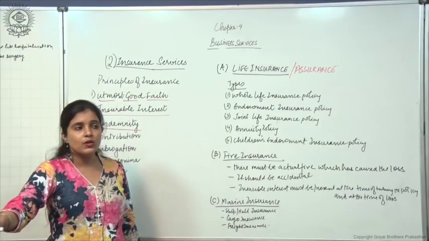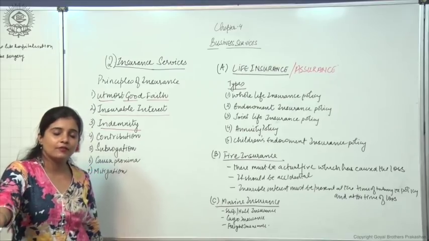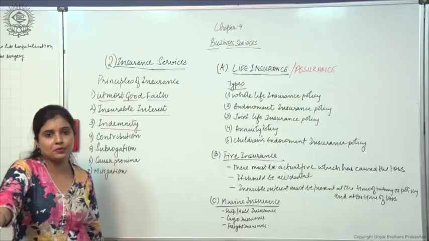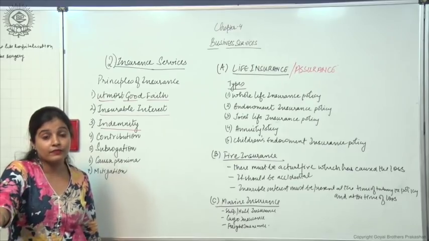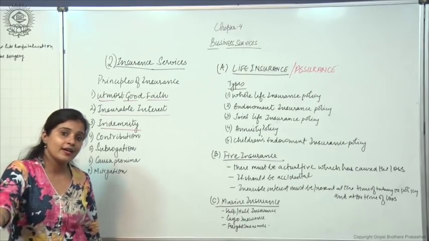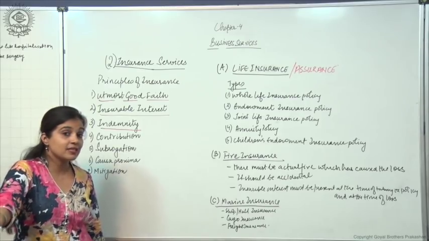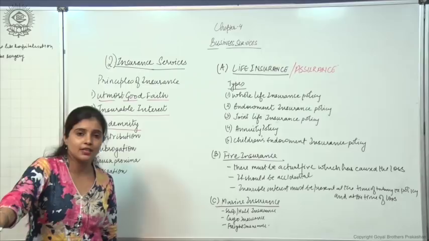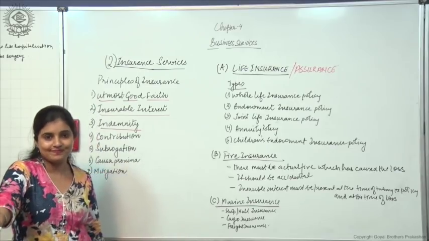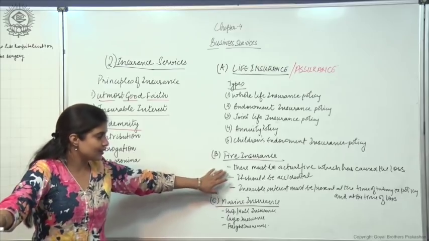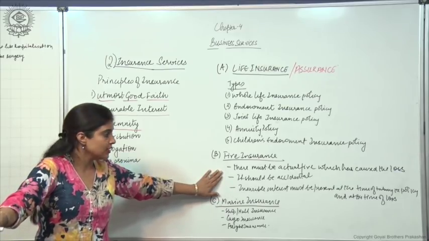I can't do this that I got fire insurance of about 50 lakhs for my factory and set fire to the factory myself so that I can earn 50 lakh rupees. No, that fire must be accidental. Okay, if the fire is caused by the negligence of one of your workers, even then you will not get the money. Clear? So it should be accidental and there should be actual fire which has caused the loss.